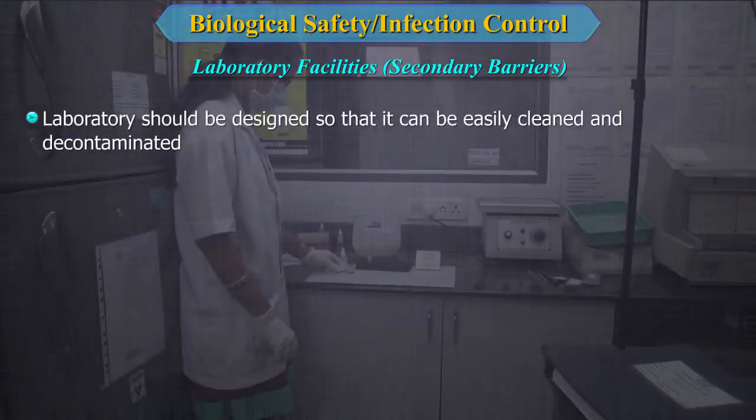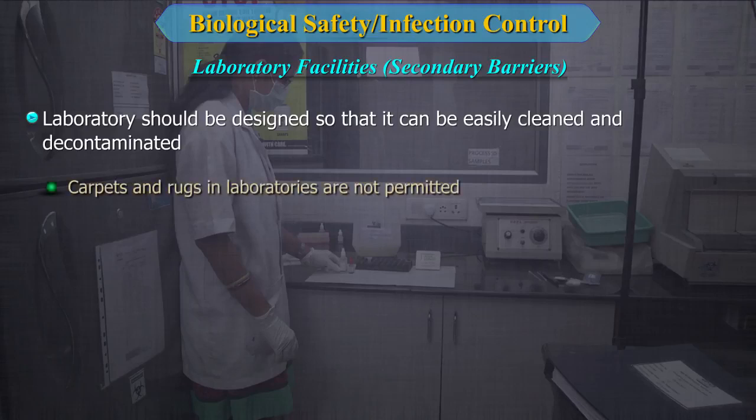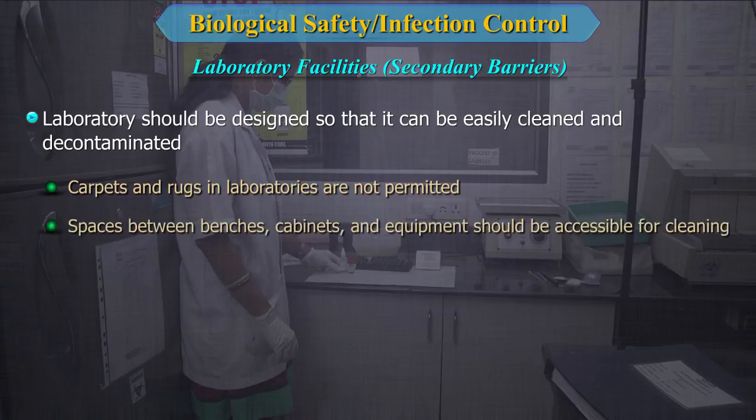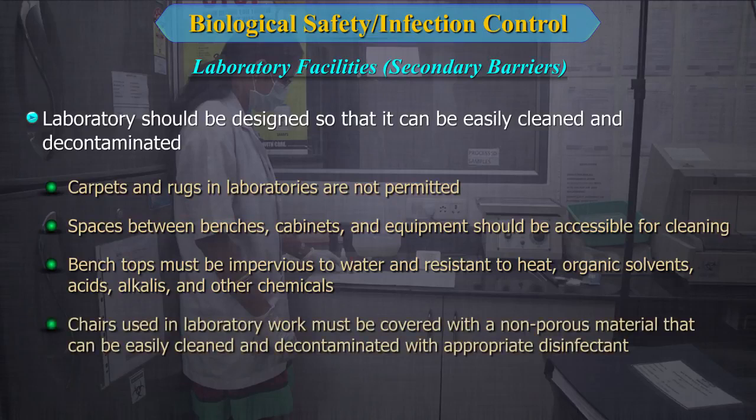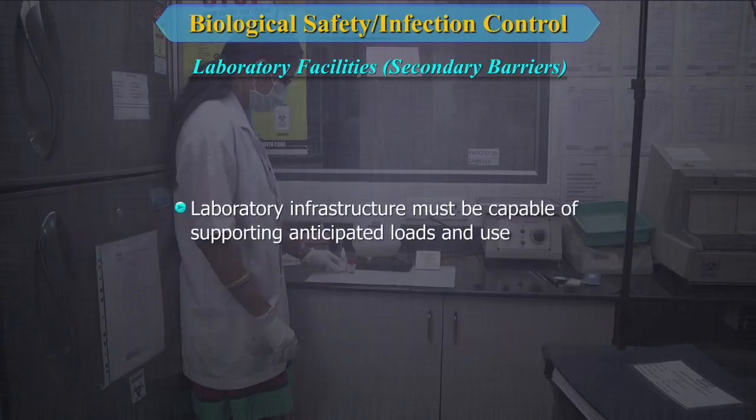3. The laboratory should be designed so that it can be easily cleaned and decontaminated. Carpets and rugs in laboratories are not permitted. Spaces between benches, cabinets, and equipment should be accessible for cleaning. Bench tops must be impervious to water and resistant to heat, organic solvents, acids, alkalis, and other chemicals. Chairs used in laboratory work must be covered with a non-porous material that can be easily cleaned and decontaminated with appropriate disinfectants. 4. Laboratory infrastructure must be capable of supporting anticipated loads and use.